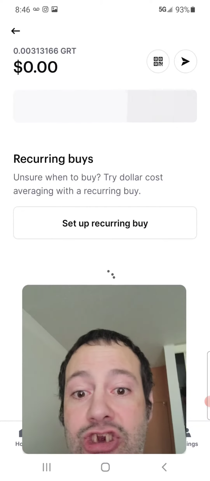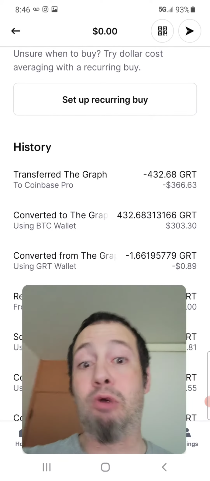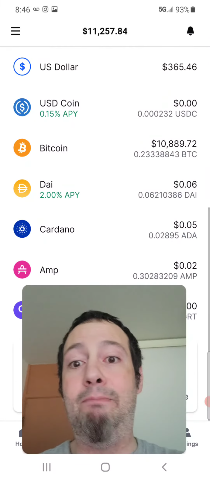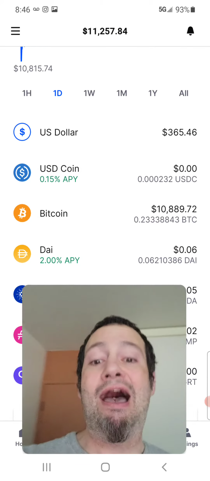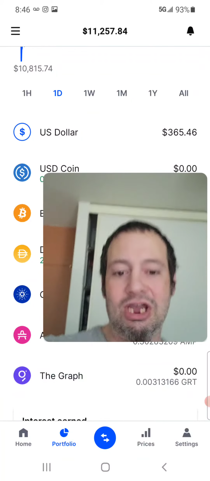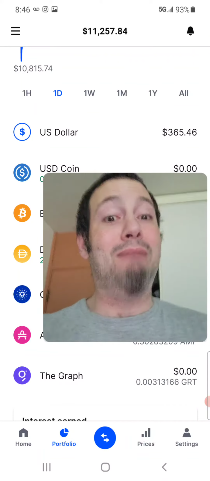You see that I just sent $366 over to Coinbase Pro of the graph, and then boom, it took a little while to get over there and then back, so it was $365.46. That's my profit. So I got $65 in profits on that deal. I don't have any more graph. I'm going to wait for another dip and then maybe buy back in.